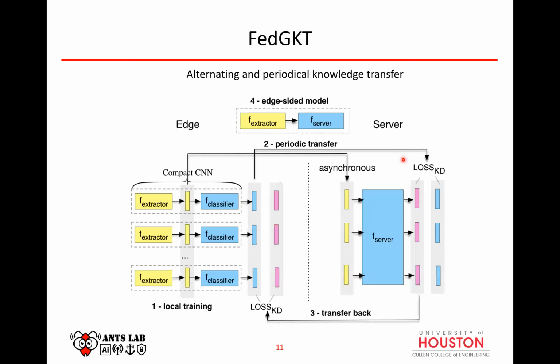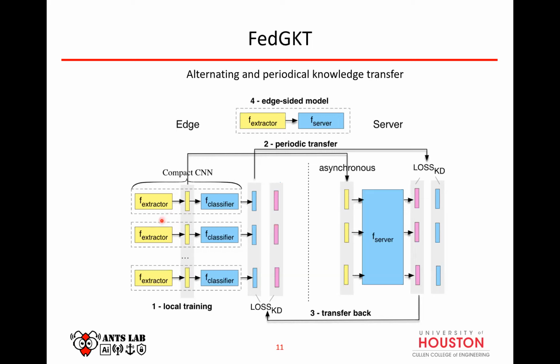Going into more detail, they do an alternating and periodical knowledge transfer. This figure gives an overall architecture view of FedGKT. Before I go to the steps, on the left side you have the edge, which means you have the compact CNNs, several students or several edge devices.